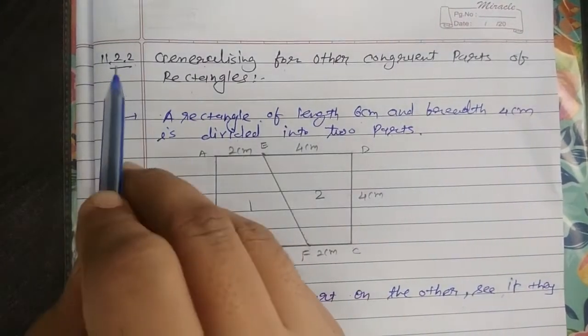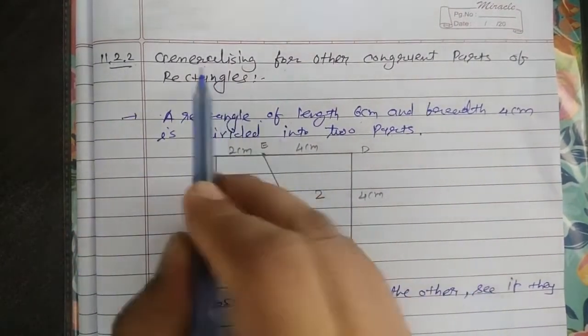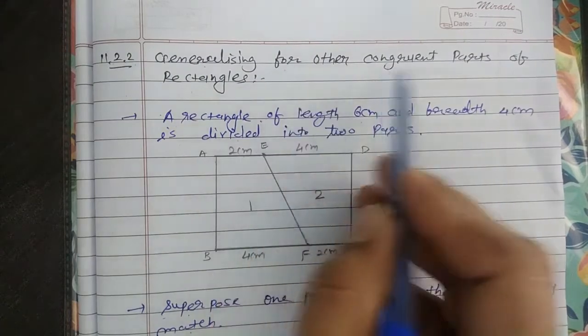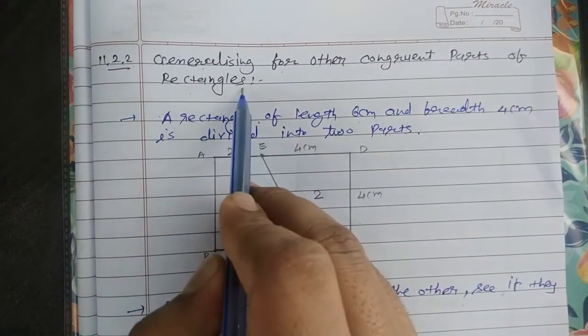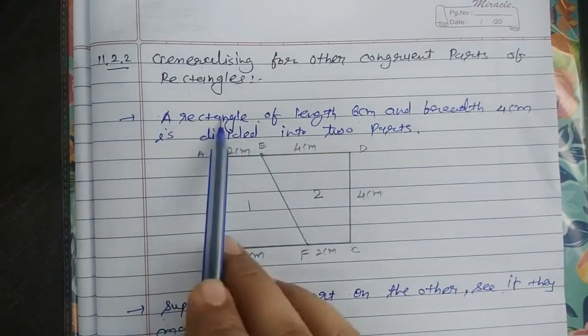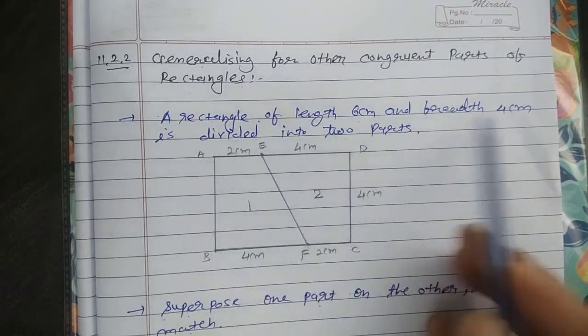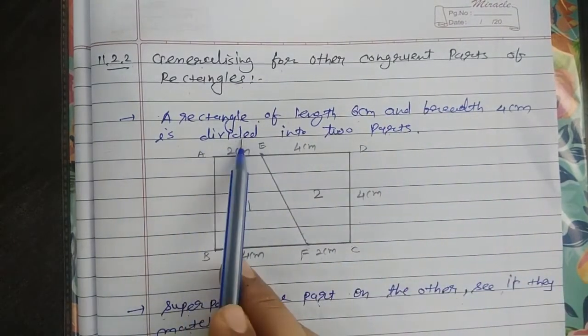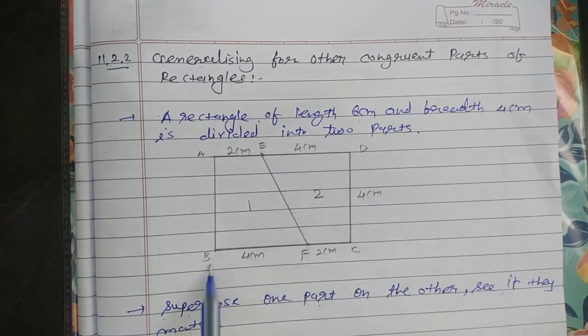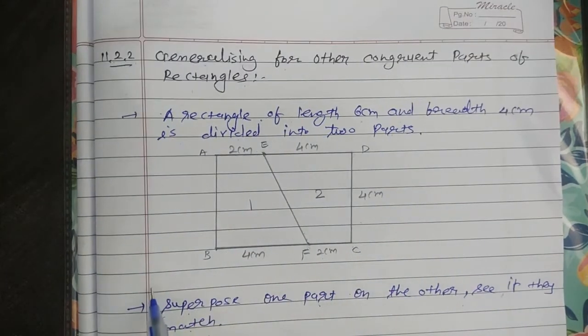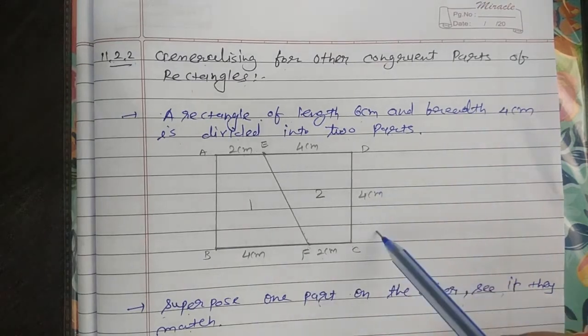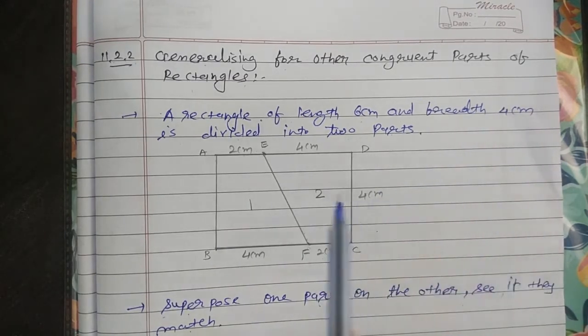Next topic 11.2.2, generalizing for other congruent parts of a rectangle. So here we have to take a rectangle of length 6 cm and breadth 4 cm, and we have to divide it into two parts. So here is a rectangle having length 6 cm and breadth 4 cm. Now we have to divide it.